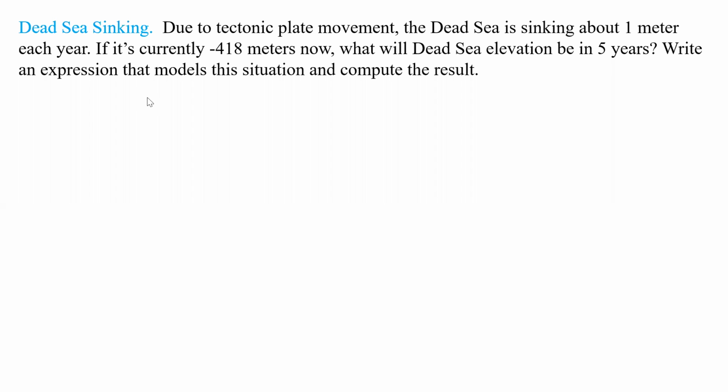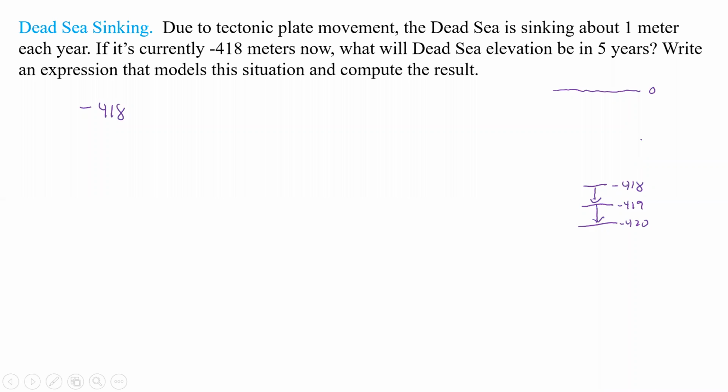We're going to start out with negative 418. We're going to leave off units for now. We're just going to remember at the end we have to put our units. And then it says it sinks 1 meter every year. So if this is 0 and we're down here at negative 418, now if it sinks 1 meter, that means it's going to go down 1 meter. And so after 1 year, we'll be at negative 419, right? And then another year, we'll go down another meter and be negative 420.